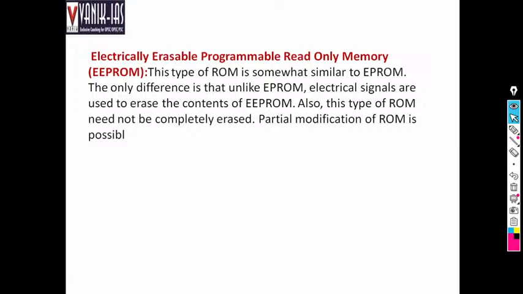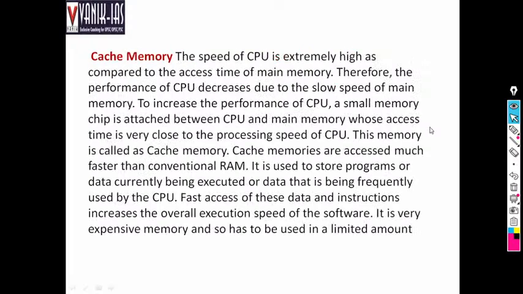This type of ROM is somewhat similar to EPROM. The only difference is that unlike EPROM, electrical signals are used to erase the contents of EEPROM, rather than ultraviolet rays. Also, this type of ROM is not completely erased. Partial modification of ROM is possible.